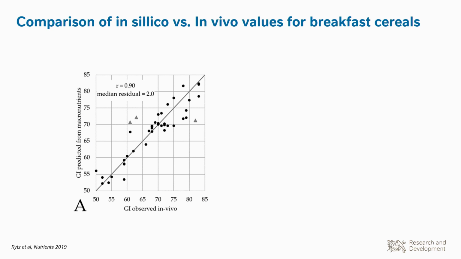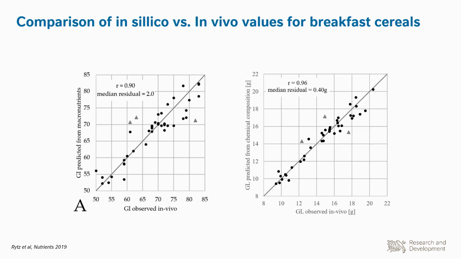Now, how can we validate that? This algorithm has been built using several data sets and then validated against an in vivo trial, of course. This is an example of 46 breakfast cereals for which the glycemic index has been predicted in silico, and then measured in vivo in healthy volunteers. And we can see that there's a very good prediction with a correlation coefficient of 0.9. The correlation is very similar for the glycemic load.